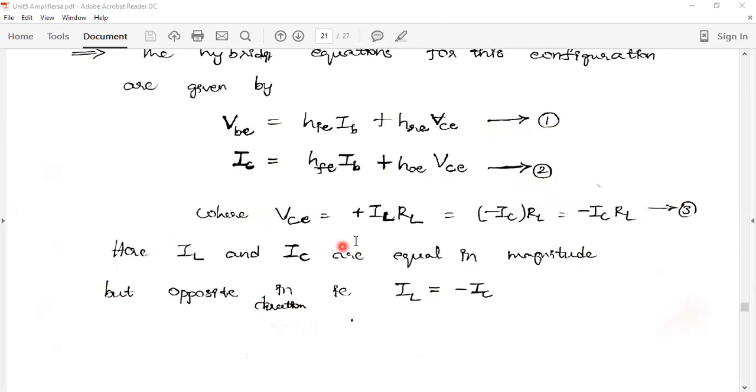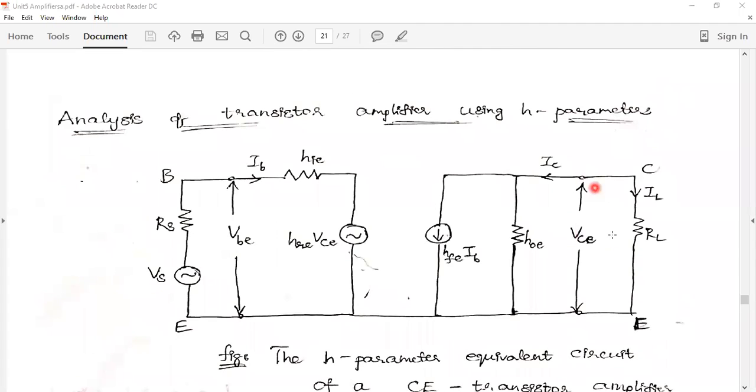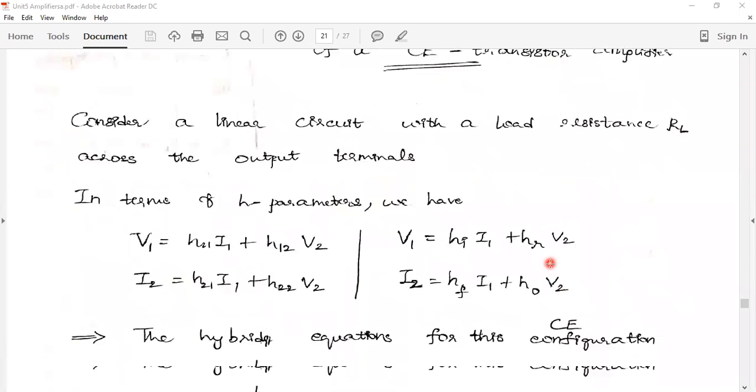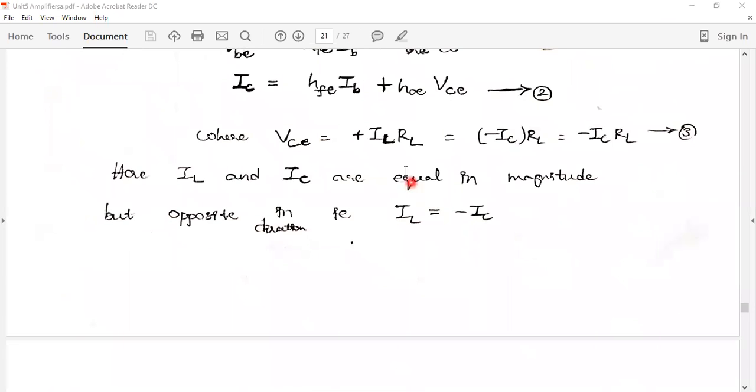Therefore VCE is given by IL RL, and this flow of current IL is in the reverse direction of IC. Therefore I can replace this as minus IC RL.